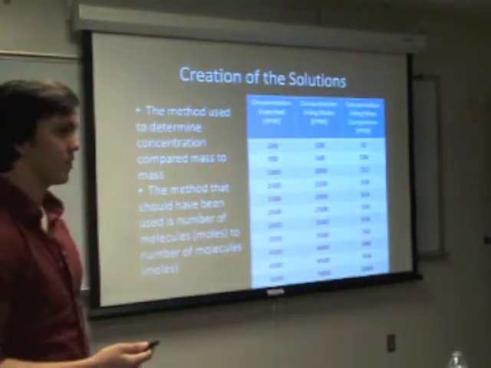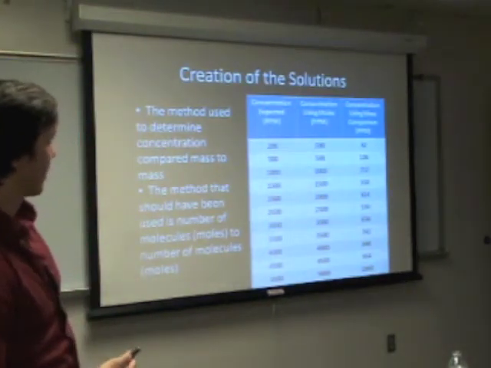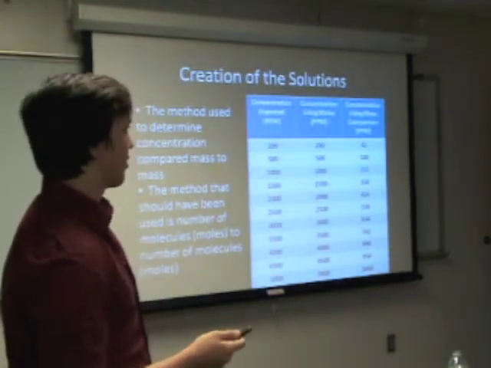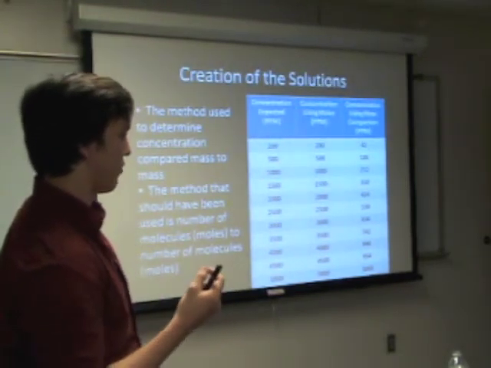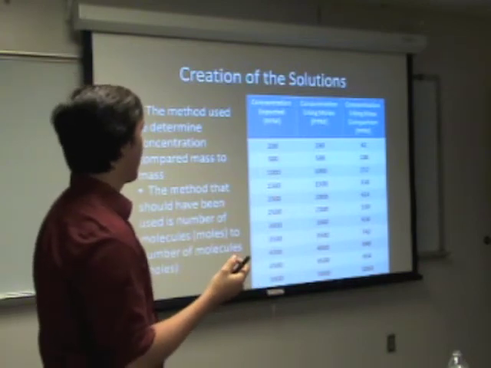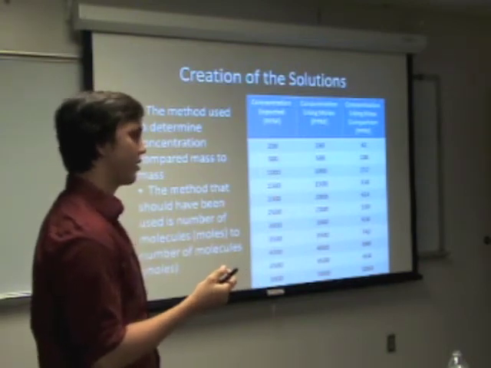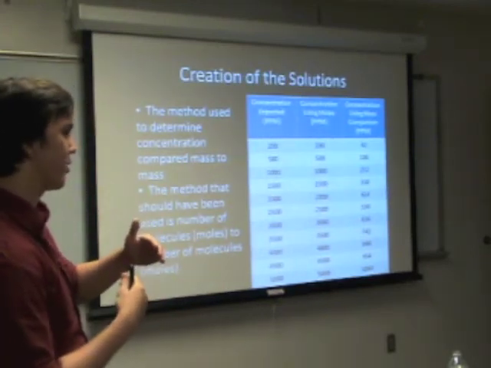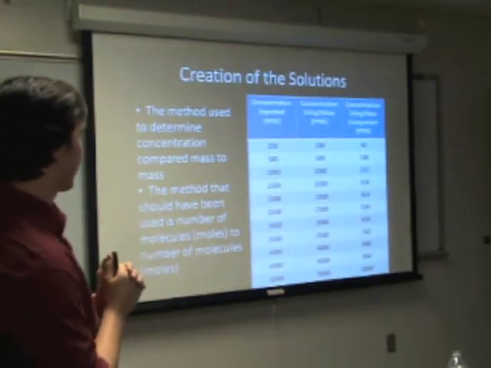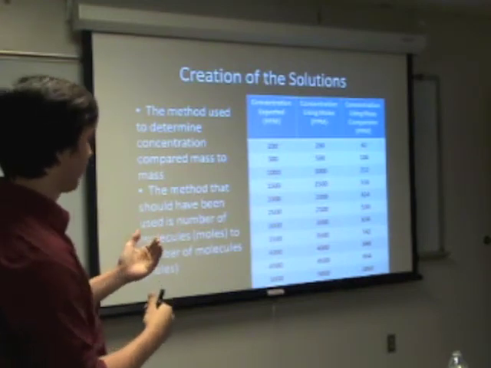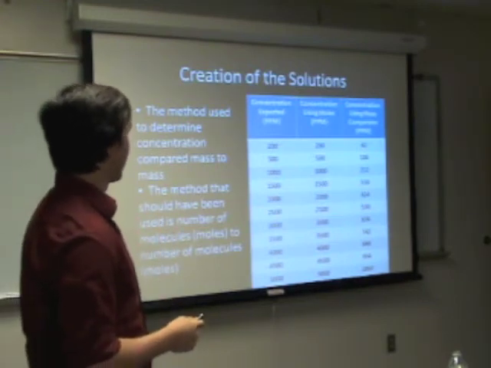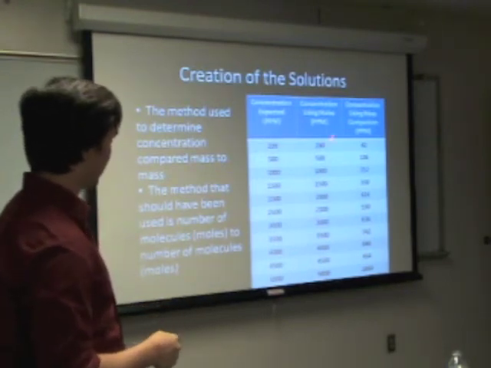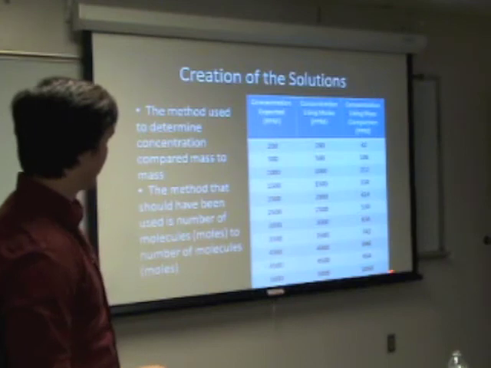In our creation of the solutions, actually, the numbers we used were kind of misleading. We were told to use a certain amount of ammonium nitrate and sodium nitrate. However, we thought that the method they were using was bad because they had compared mass-to-mass ratios, and we thought we should be comparing number of molecules to number of molecules, or moles. And when we calculated what the mass gave us, these were the actual concentrations of the solutions that we were making.